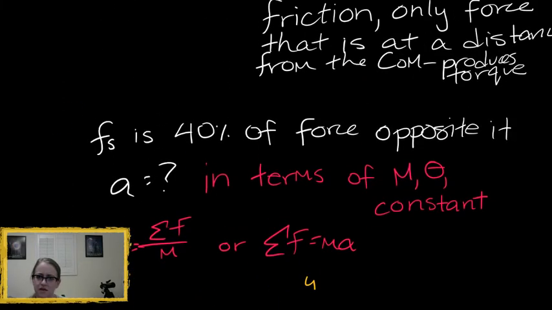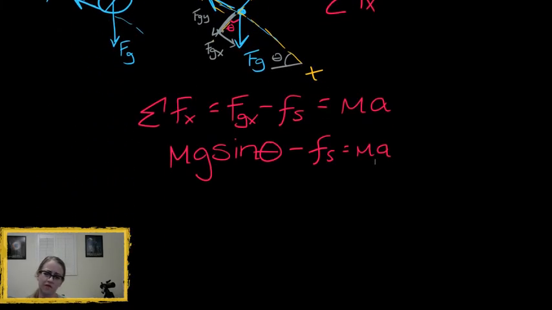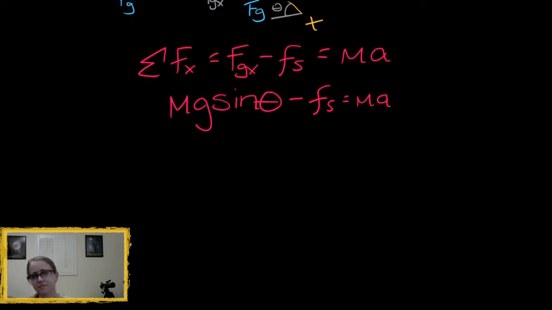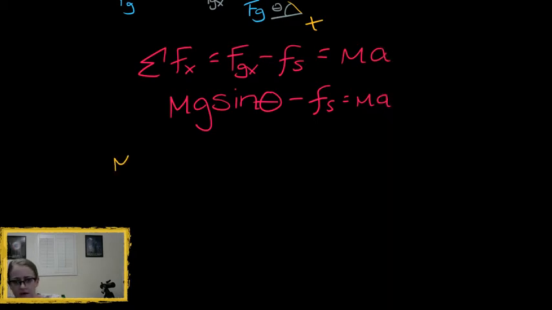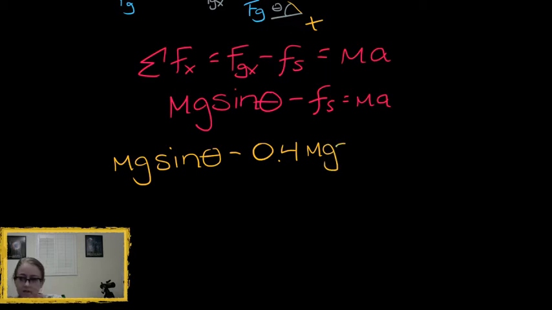The problem told me that the force of friction is 40% of whatever the force is opposite. What force is opposite of the force of friction? And that's our FGX. So we can rewrite this. mg sine theta minus the force of friction, which is 40% mg sine theta. So I'm going to write 0.4 mg sine theta equals ma, and we're almost done with part B.